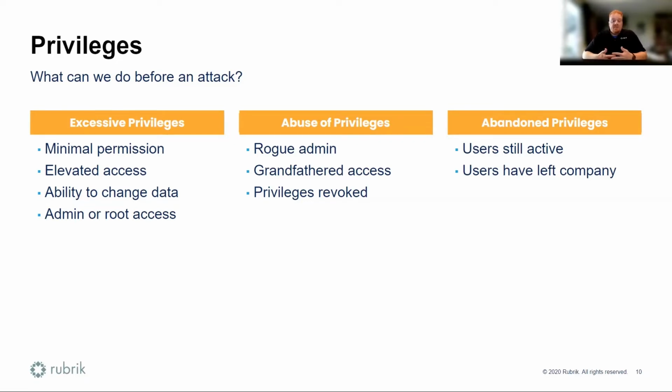And then abandoned privileges: users that are still active when the application is no longer active. In a SQL server, it's very possible that they have access to multiple databases, but if a database goes offline, they'd still have access to maybe more underlying systems that we don't want them to have access to. And then users that have left the company, but their access is not revoked, are they still able to log in through some nefarious way or anything like that? So something to think about.